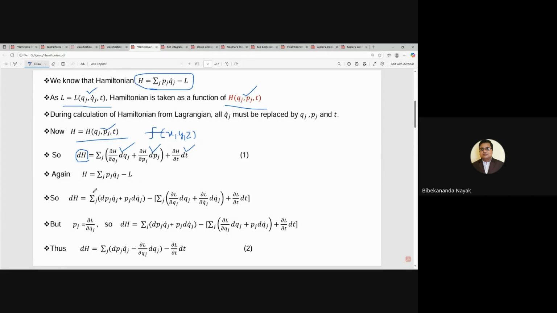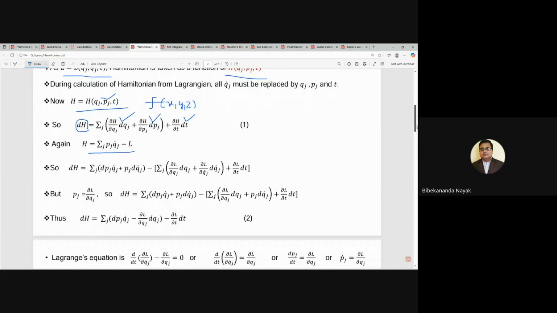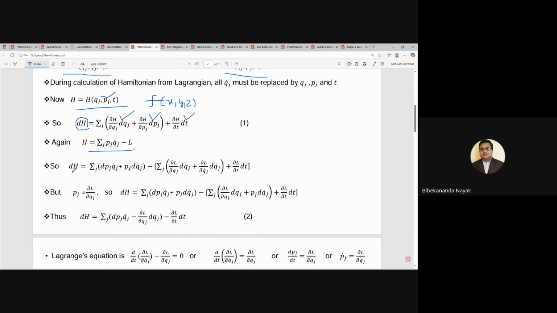Again, H is equal to the sum over Pj Qj dot minus L. So now take the variation of this H: dH will be dPj into Qj dot plus Pj into dQj dot minus dL. Again, L is a function of Qj, Qj dot, t. So dL is equal to del L by del Qj into dQj plus del L by del Qj dot into dQj dot plus del L by del t dt.